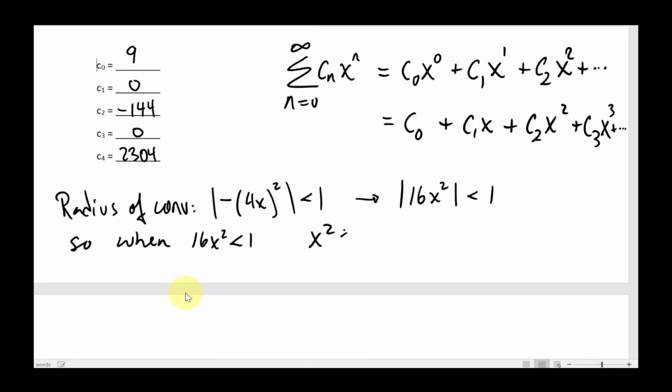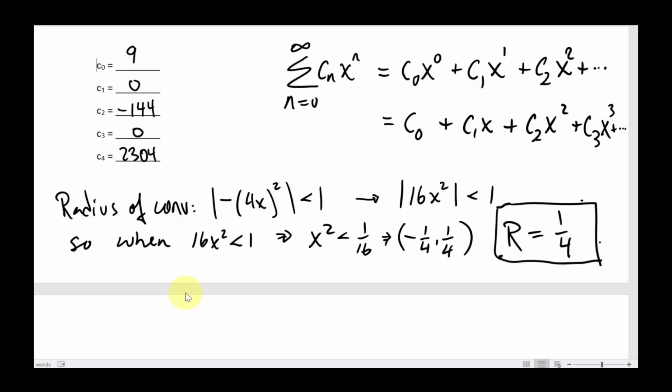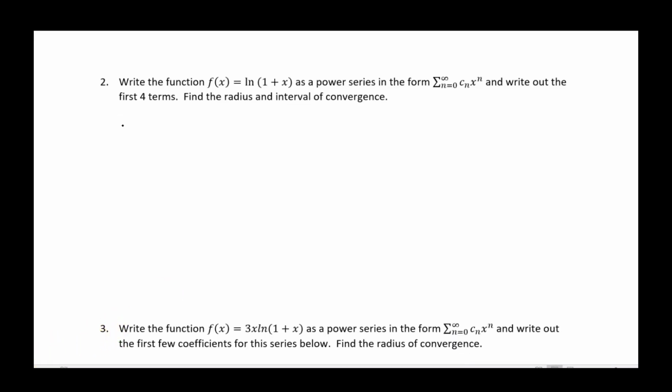So that means 16x squared is less than 1, or x squared is less than 1/16th. Which means that the x value has to be between negative 1/4 and 1/4. So that's the radius, 1/4. Okay, let's move on to question number 2.